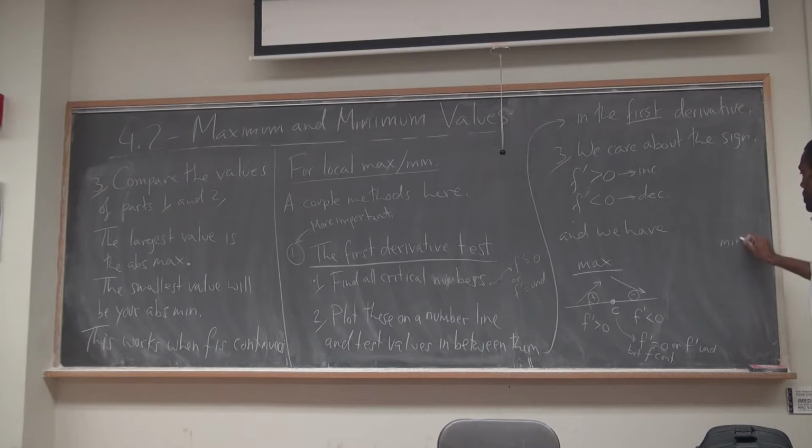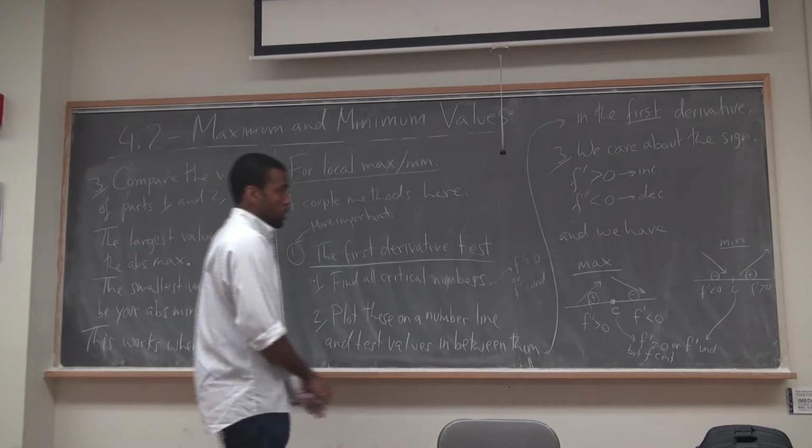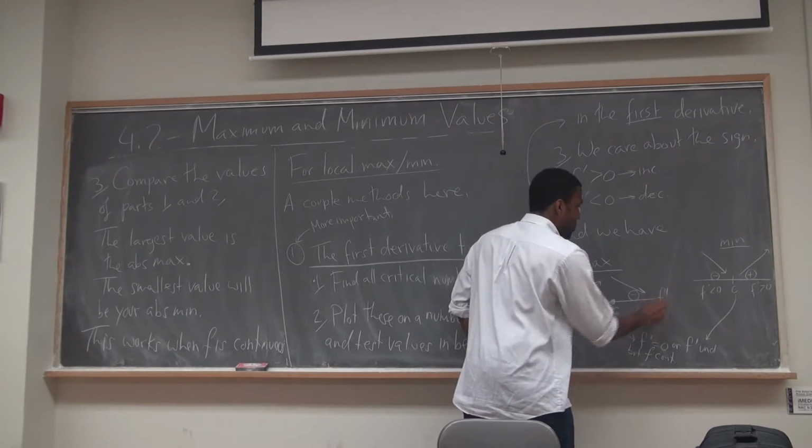And a min happens very similarly. It means if you're decreasing on this side and you're increasing on that side, right? So on the left, your f prime is negative. On the right, your f prime is positive. And right here, your f prime is 0 or undefined, but f itself is continuous. That point actually gives you a min. This is called the first derivative test, right? So you're always plugging numbers into the first derivative.